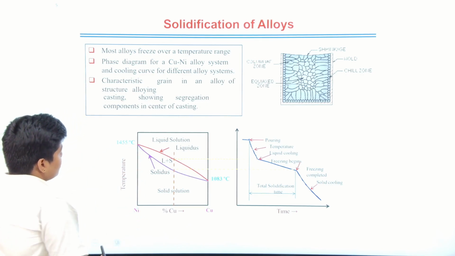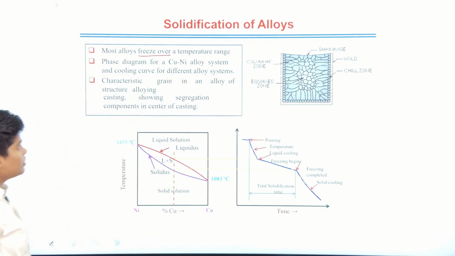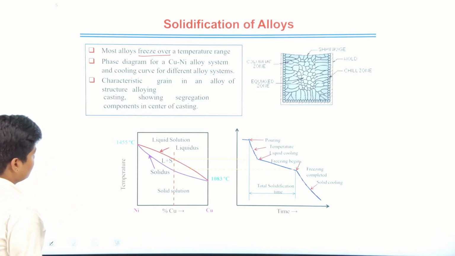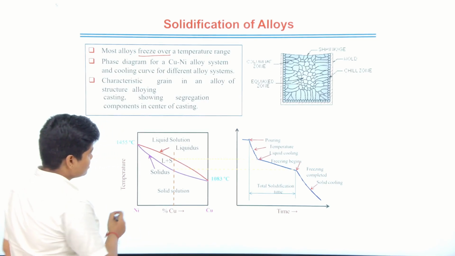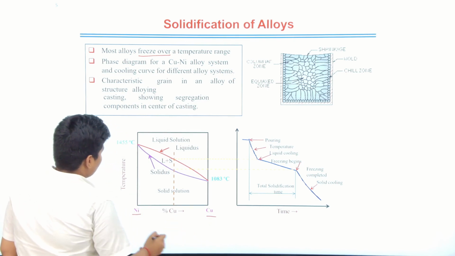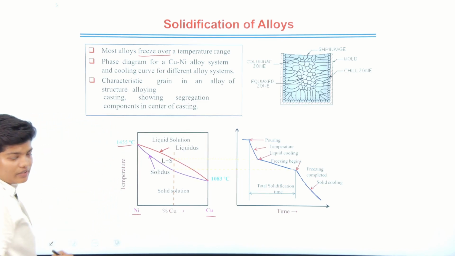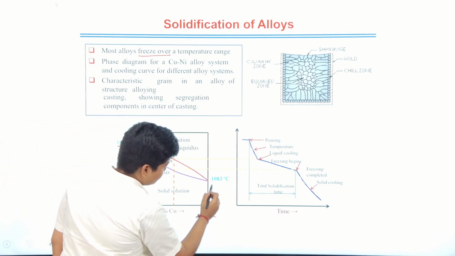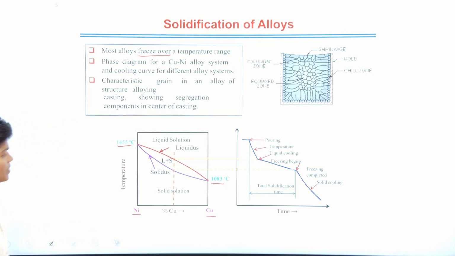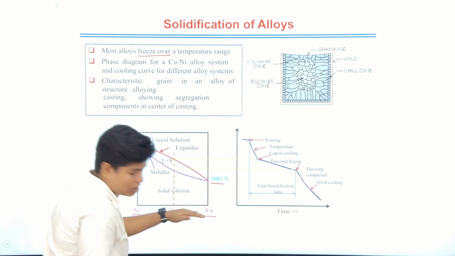So as you can see, most of the alloys freeze over a wide range of temperature, as I have already told. Okay, so this is the phase diagram of the copper and nickel alloy system. How solidification goes on in the alloy system, we will understand in this slide. So this is pure nickel, and this is pure copper. The temperature of pure nickel is 1455 degrees Celsius, and the temperature of copper is 1083 degrees Celsius. As we decrease the temperature, along the x-axis the composition of copper will increase.